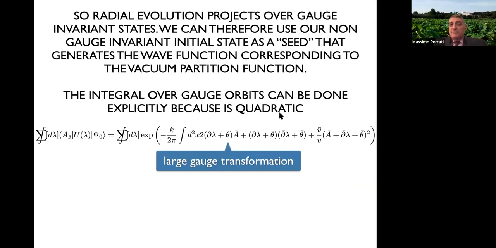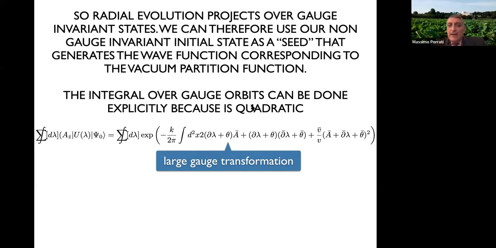Here we have exactly what happens even in gravity, where computing the functional integral automatically solves Wheeler-DeWitt. Here we have a simpler version of this story. Radial evolution projects over gauge invariant states, and we can therefore use our non-gauge invariant initial state as a seed that generates the wave function corresponding to the vacuum partition function. So you start with a seed that obeys the right boundary conditions, saying the gauge field is not singular, and then do radial evolution that will project over a state that obeys the Gauss law.